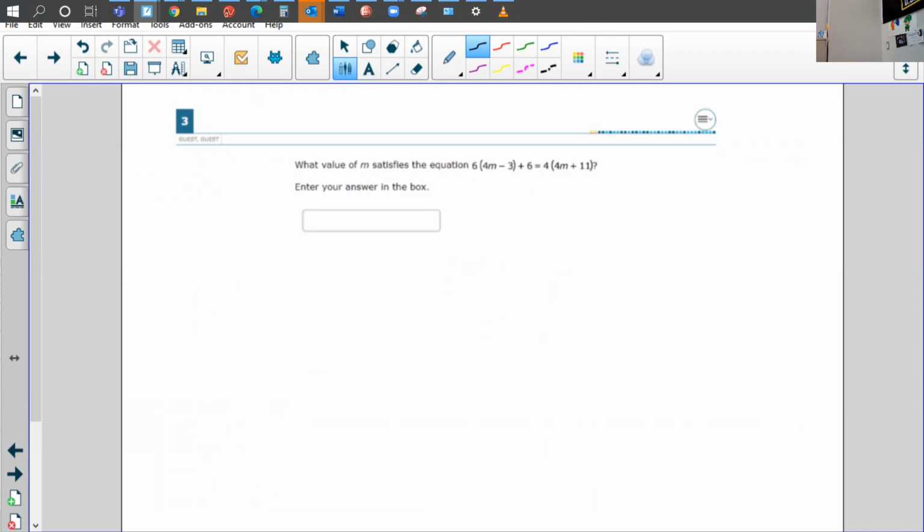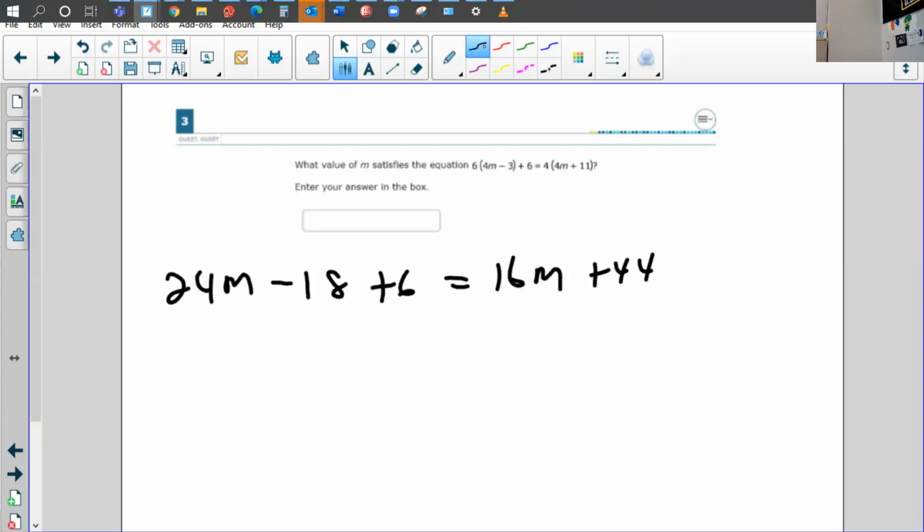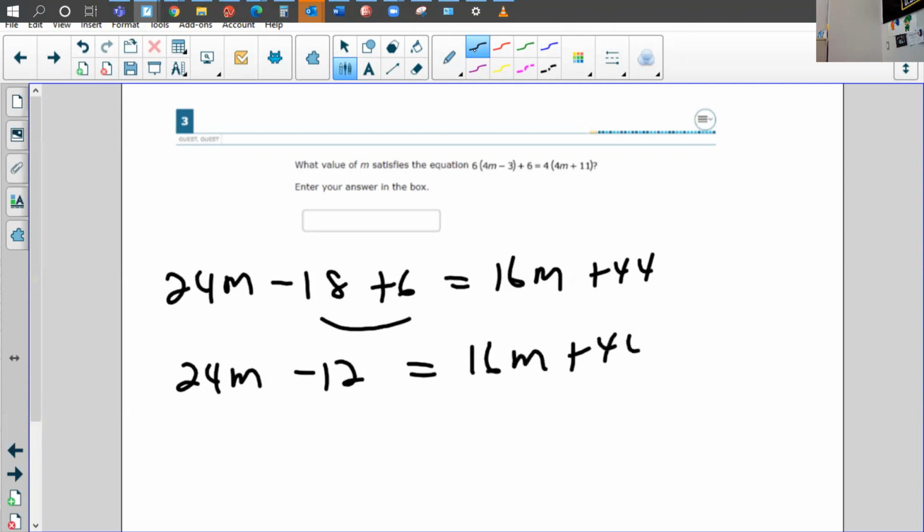If not, some of you guys can do this. Let's do it by distribution first. 6 times 4 is 24m. 6 times negative 3 is minus 18, plus 6 is equal to 4 times 4 is 16m, and 4 times 11 is 44. These two terms I can combine together, so that gives me 24m minus 12, is that correct? Yes, minus 12 is equal to 16m plus 44. I'm solving for m, so I'm just going to cancel this 16m right here.